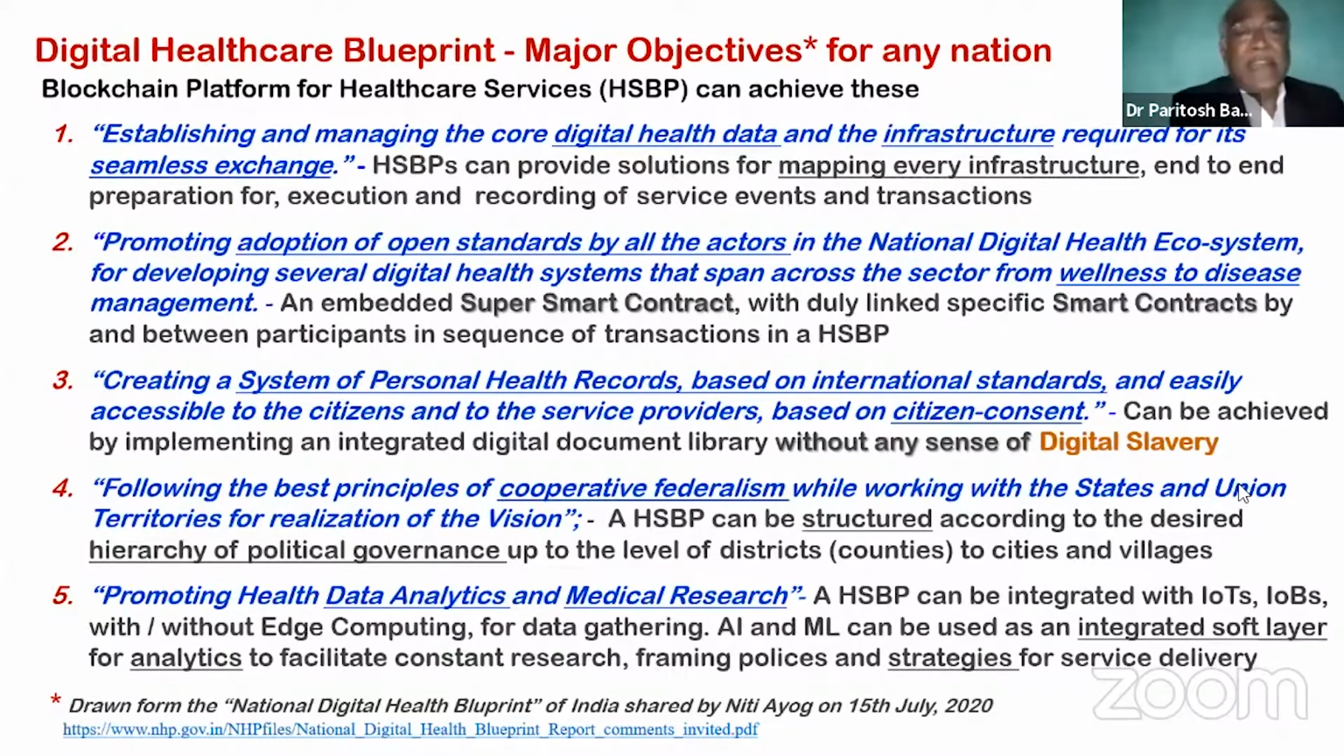Next is promoting data analytics and medical research. A level of AI and ML can be integrated with a blockchain platform for gathering and taking out the data from the system and continuously providing the same for researchers for continuous research. That same data can be used for delivering innovative methods of service delivery, whether it is surgery or medicine or telemedicine or whatever form it is, it can be done.